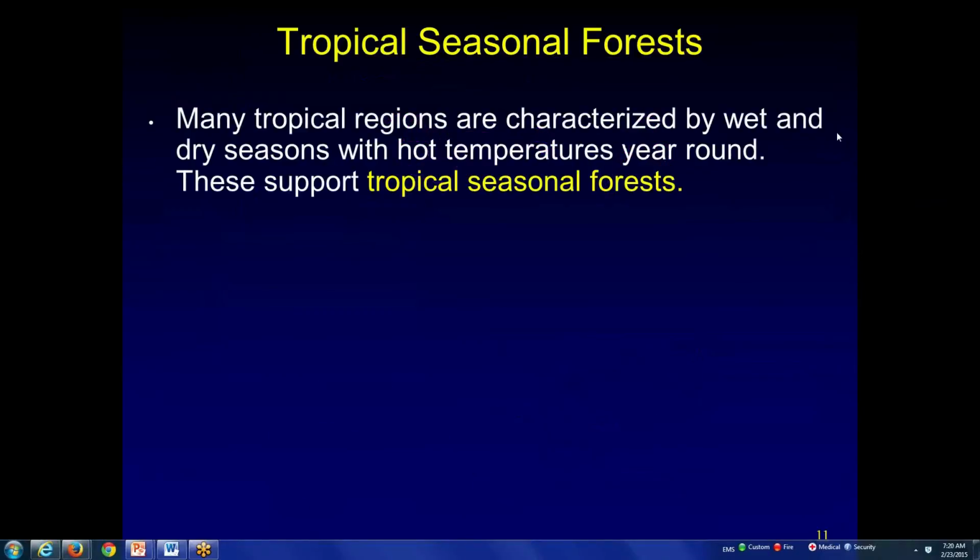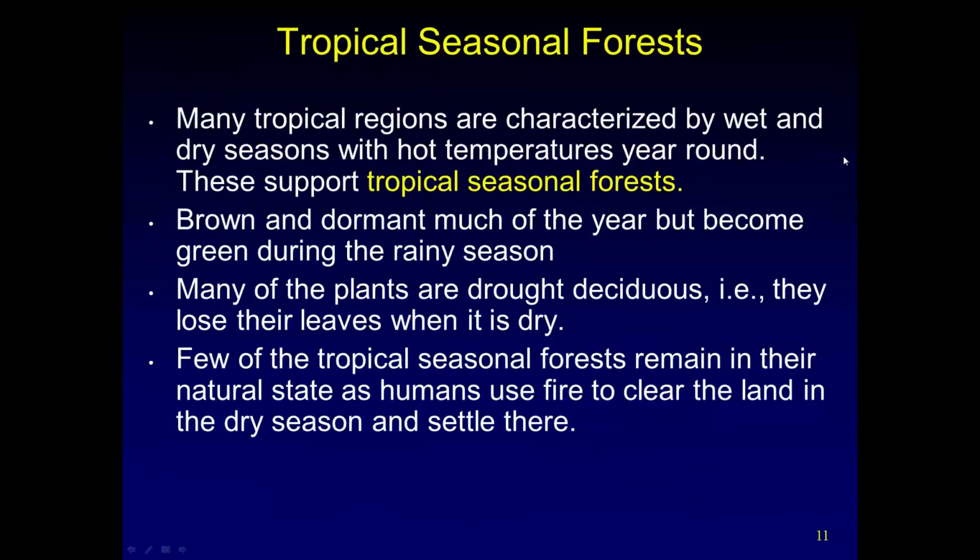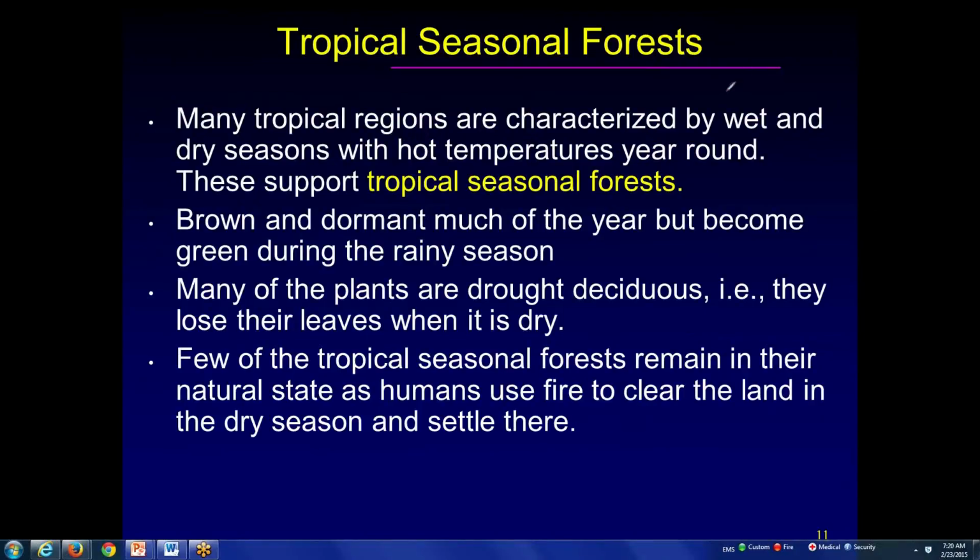So tropical rainforest, very interesting biome. Wish we could talk more about them. There's so much to talk about there. But let's move on to tropical seasonal forests. So if we move a little further away from tropical rainforest and we go a little bit further north or a little bit further south away from the equator, we'll start hitting tropical seasonal forests where we have a wet season and a dry season with hot temperatures year-round. So it's always hot here, but you have a wet and dry season.